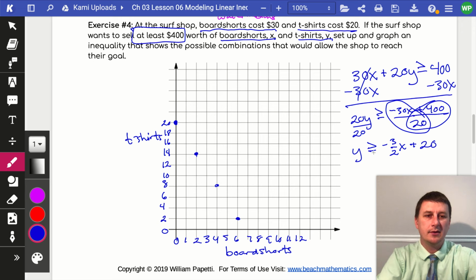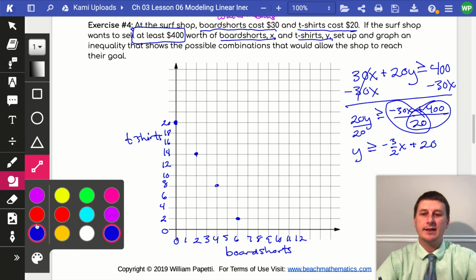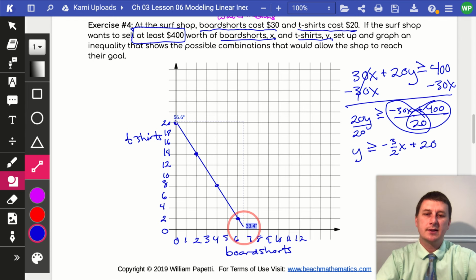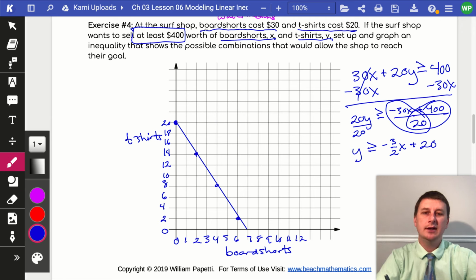And now we want to make the line that connects these points as a solid line, because in this case we have an equal to, which means we can include the points on this line. So we're going to go ahead and we're going to make that solid line that goes through these points. And we're not going to put arrows because, again, arrows would mean that we could have negative board shorts and negative t-shirts sold, which is not possible in this scenario.